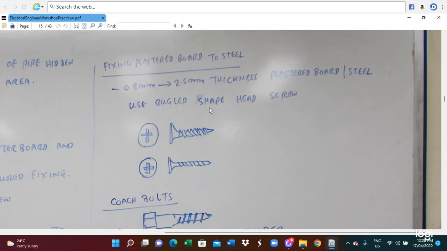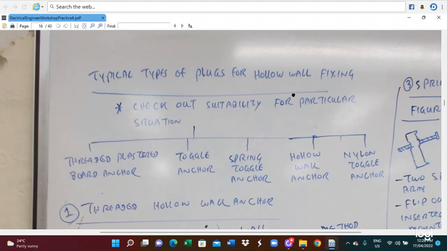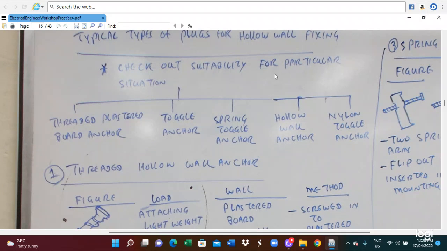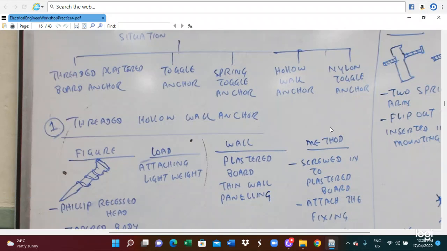Here also you see the plasterboard. This is a typical plan for heavy hollow wall fixing. We need to check the suitability for the particular situation. So there are threaded plasterboard anchors, dog anchors, spring dog anchors, hollow wall anchors, and nylon dog anchors.